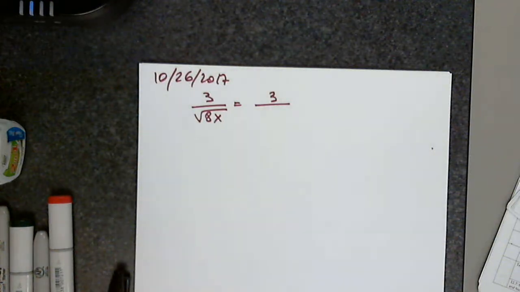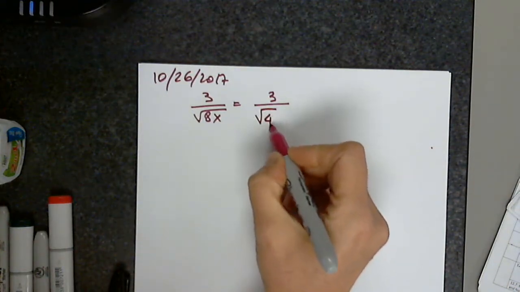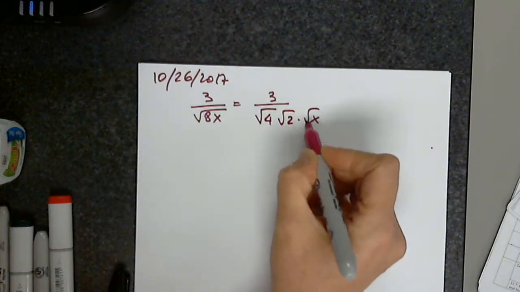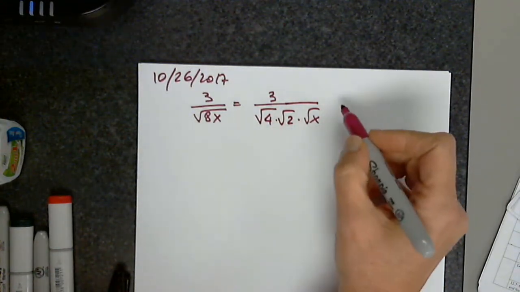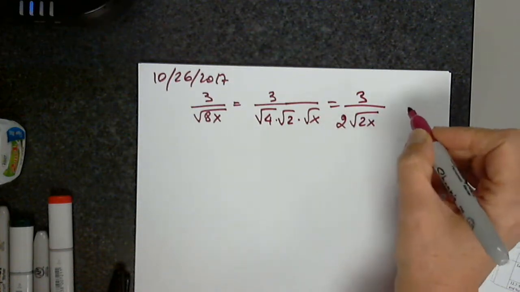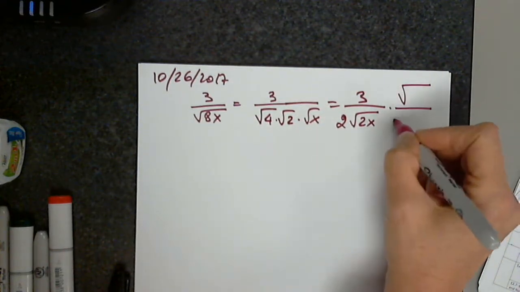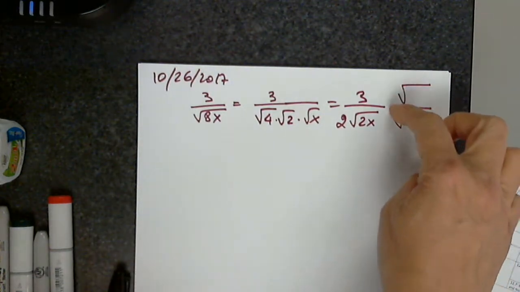So remember, the best thing to do is to simplify the radical in the denominator first. So you're going to write the square root of 4 times the square root of 2 times the square root of x. Is this clear? Then this is 2. So I have 3 over 2, the square root of 2x. And now I know that I have to rationalize, using the same radical, the same index.